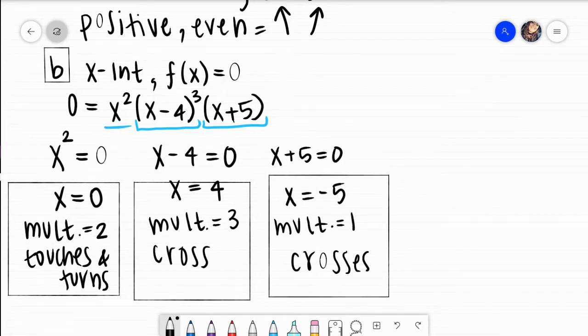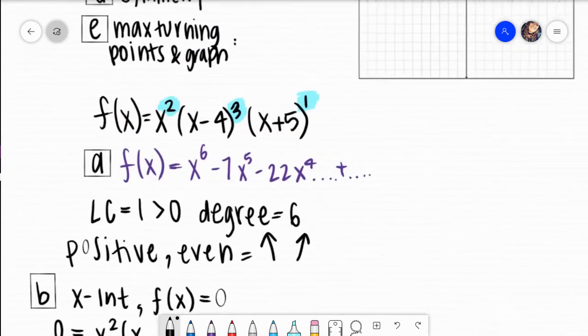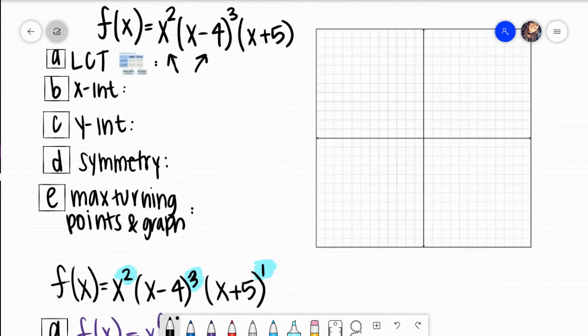Another thing that I like to do is write it in the coordinated form as a point. So here, that's where I would go ahead and write that. In parentheses, my x-intercepts are (0, 0). And because my multiplicity was even, that's going to touch. And then I have a (4, 0).